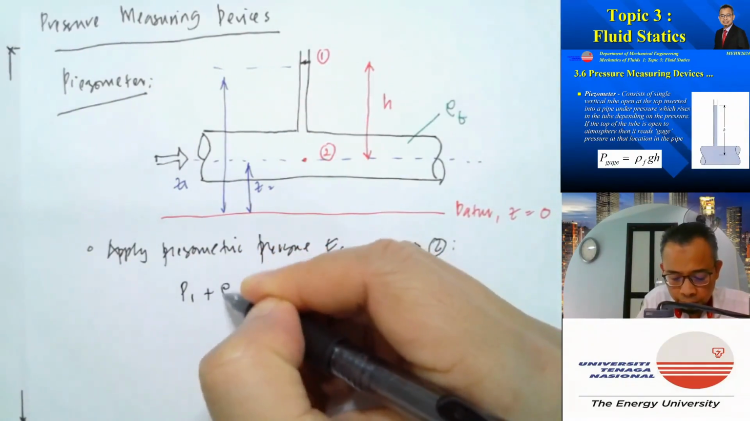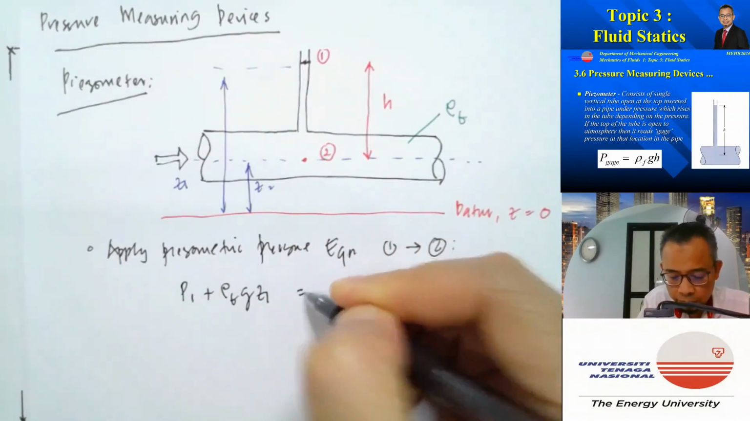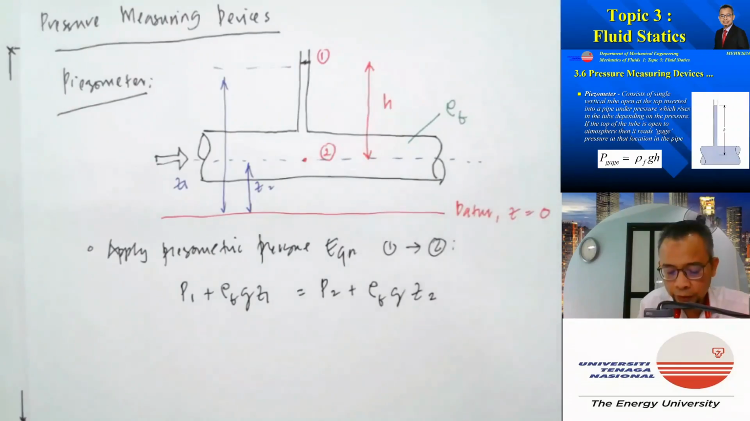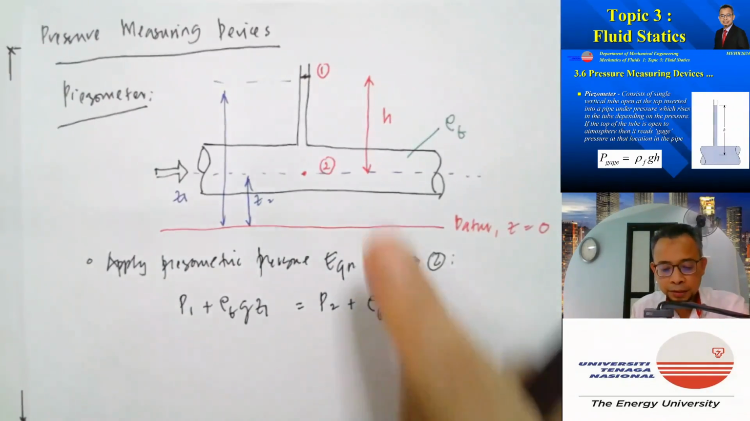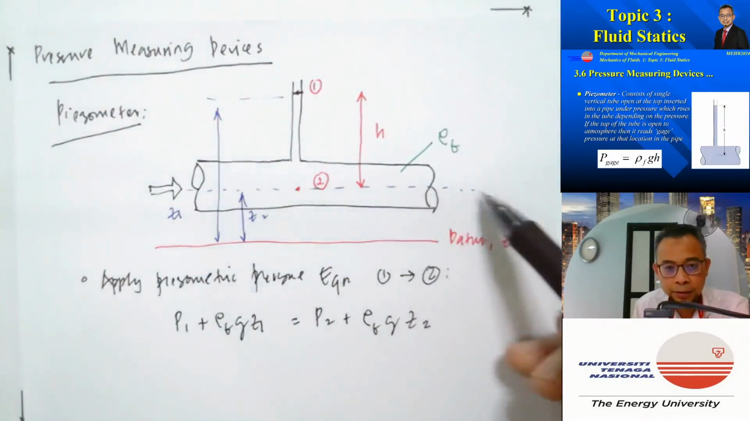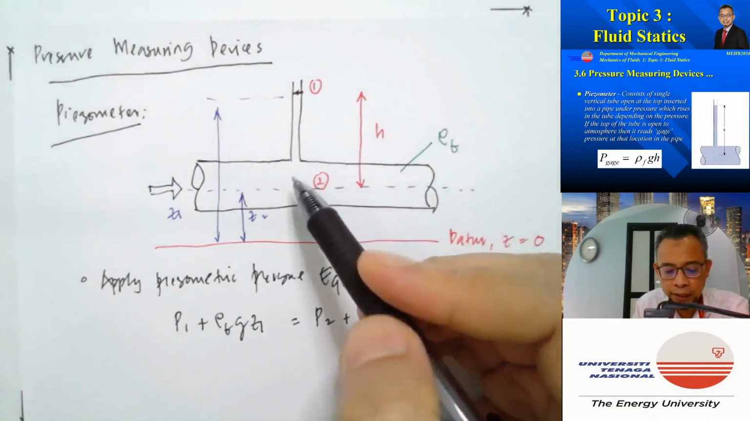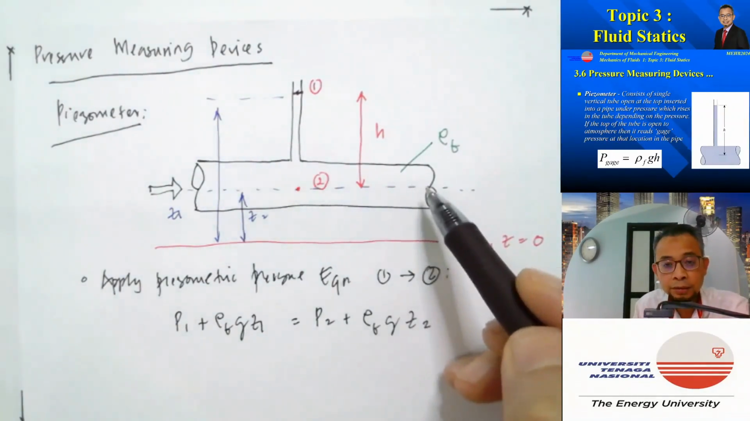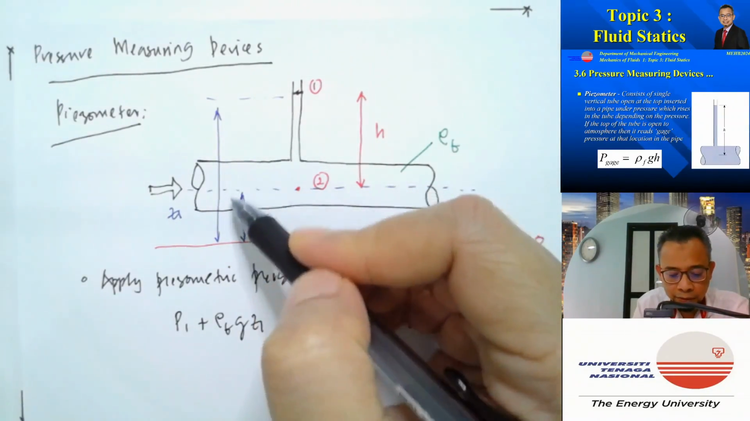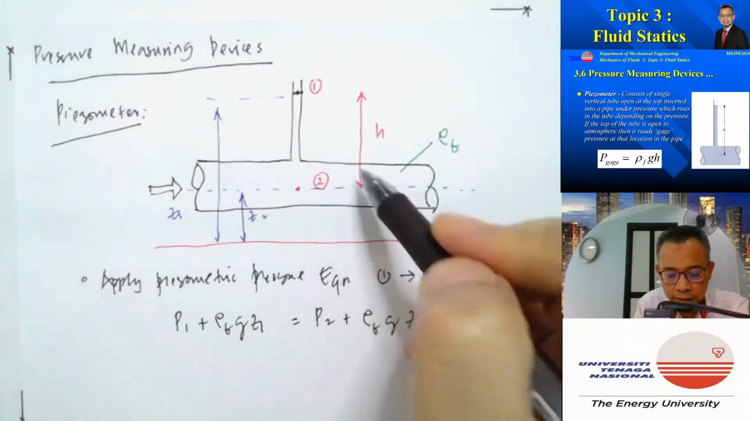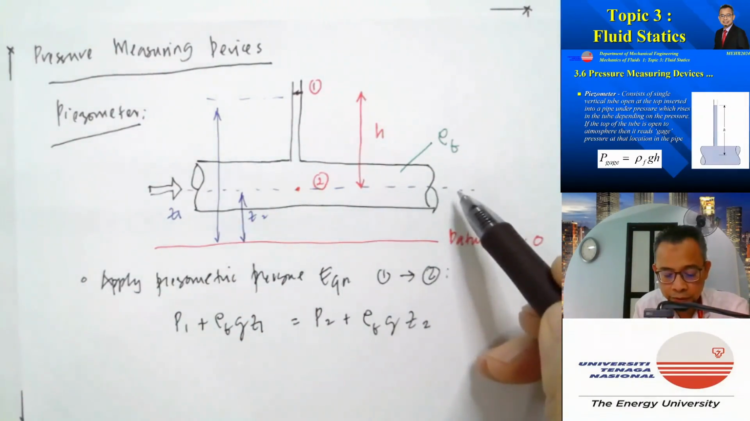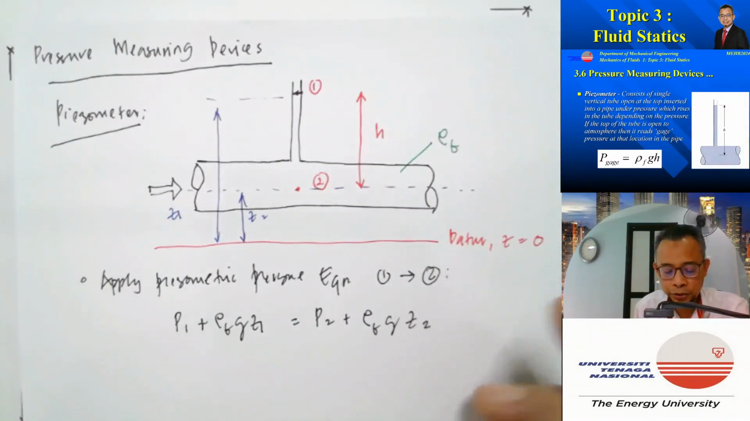P1 plus rho fluid G Z1 must be equal to P2 plus rho fluid G Z2. And please note that we can apply from 1 to 2, although the fluid here is moving, because the fluid here is not accelerating, which means that if the velocity profile exists, the velocity profile remains unchanged from here to here. So that's why we can apply these equations.